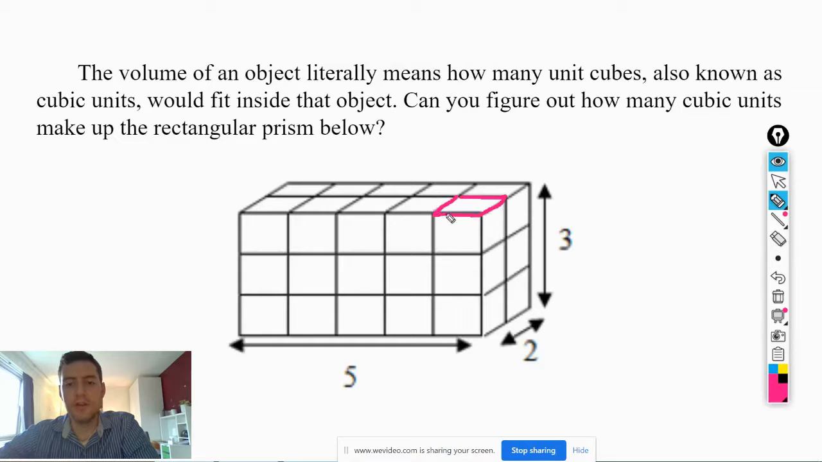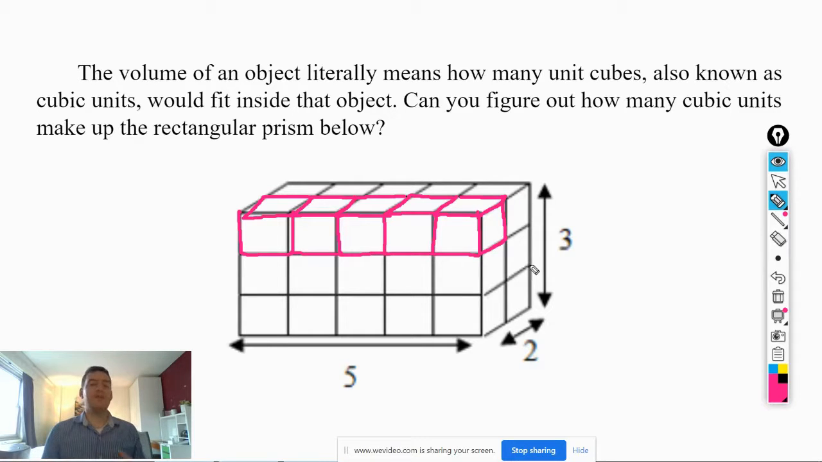You might have figured that out just by counting them. So here's one. Here's another one, so that's 2. Here's another one, that's 3. So there are 5 over here, and then 6, 7, 8, 9, 10, 11, 12, 13, 14, 15 in the front, and you can see the back is the same. So there would be 15 in the front, 15 in the back. So that makes 30.